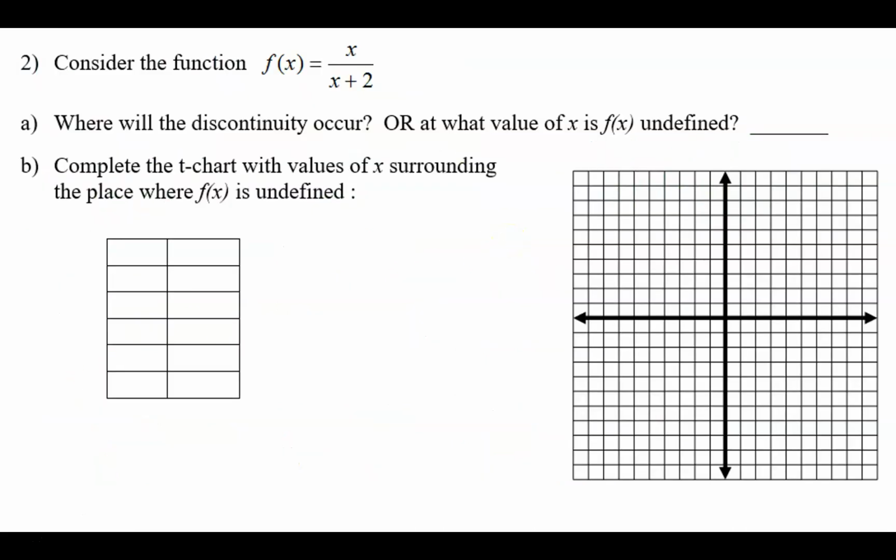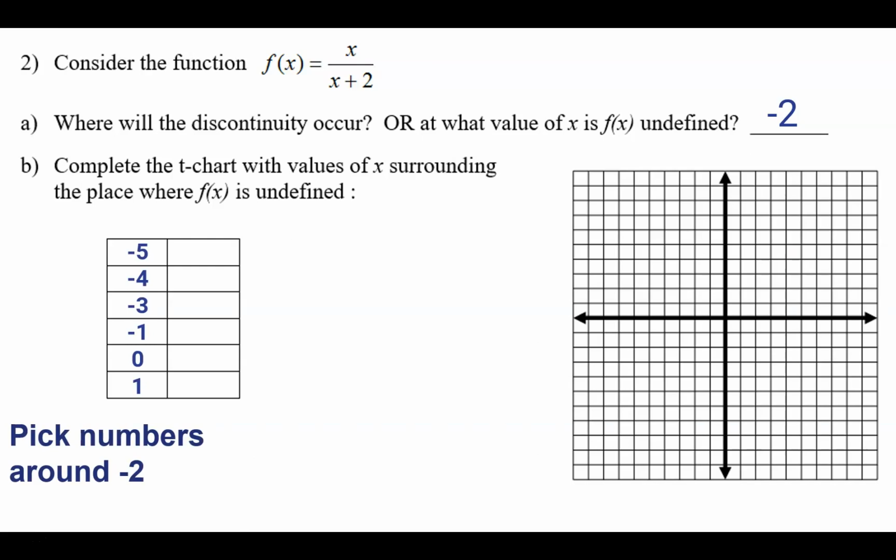Let's do another one knowing that stuff. Here we go. We have the function x over x plus 2. Where will the discontinuity occur? Or where are we undefined? Well, what would make my denominator 0? It would happen if x was negative 2. Let's create my t-table, going a little bit above and below that negative 2.